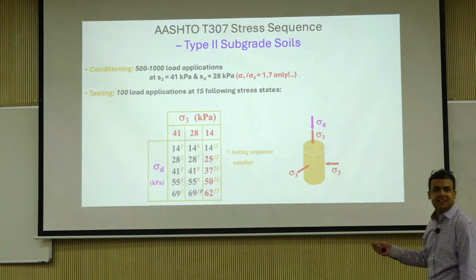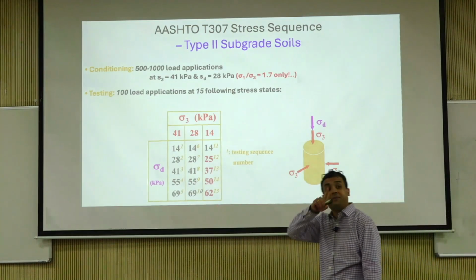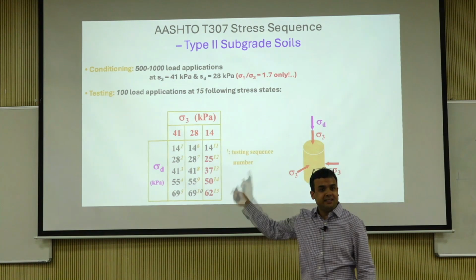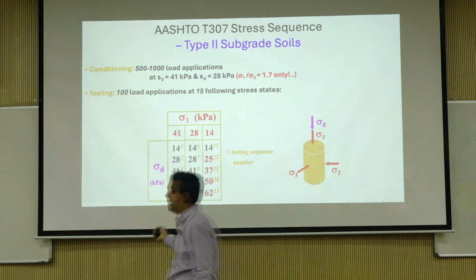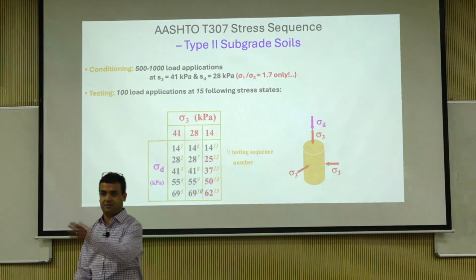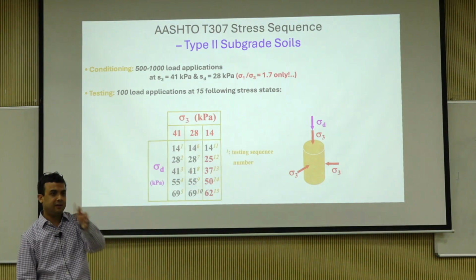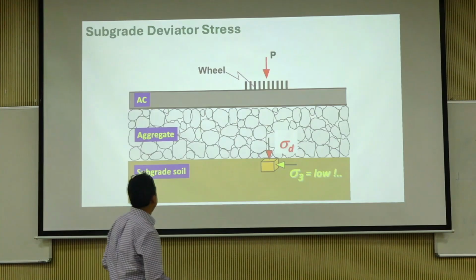Again 15 stress states, very similar. So that was 5 into 3. This is 3 into 5. 3 confining stresses and 5. And again, sequence numbers exactly the same, 1, 2, 3, 4, 5 and stuff. No difference.